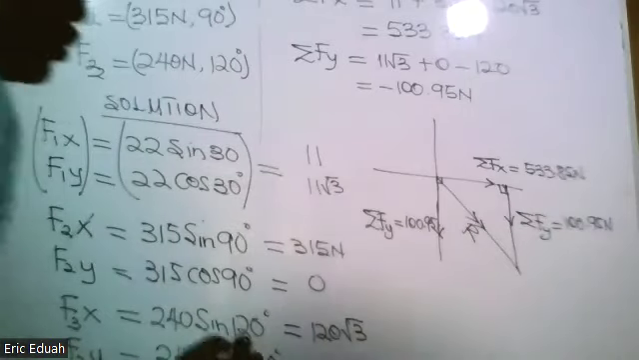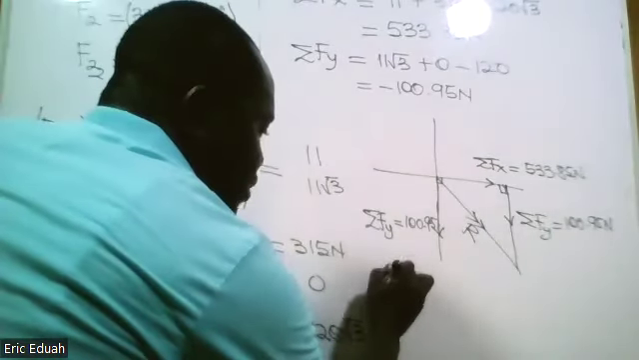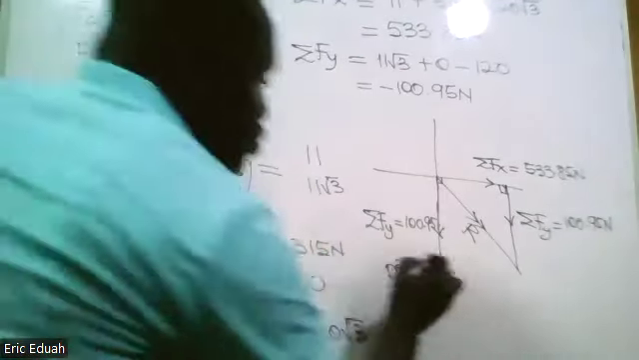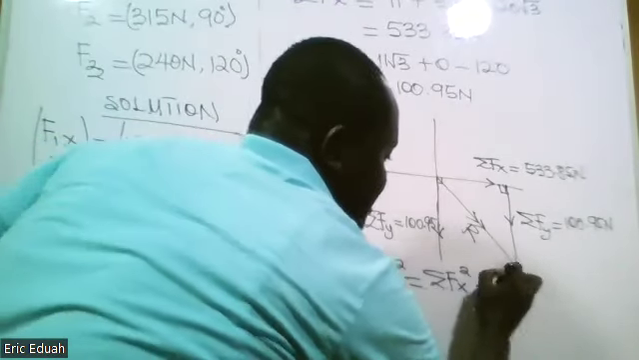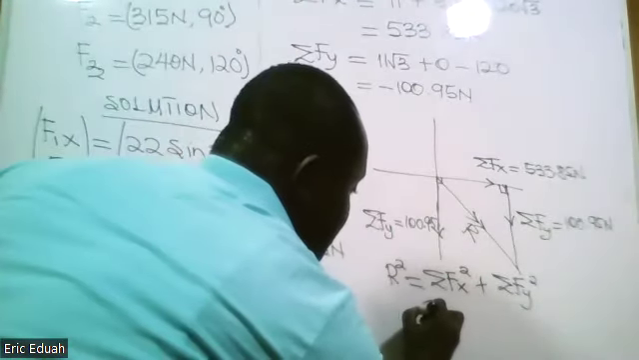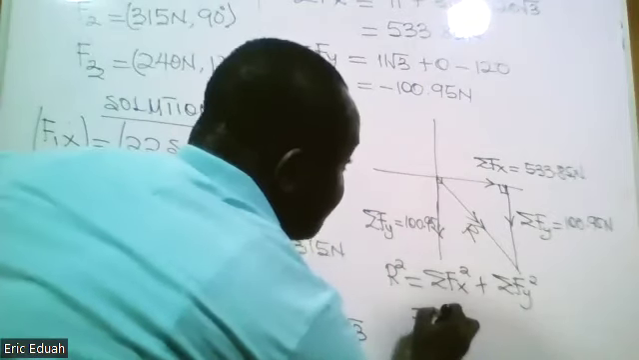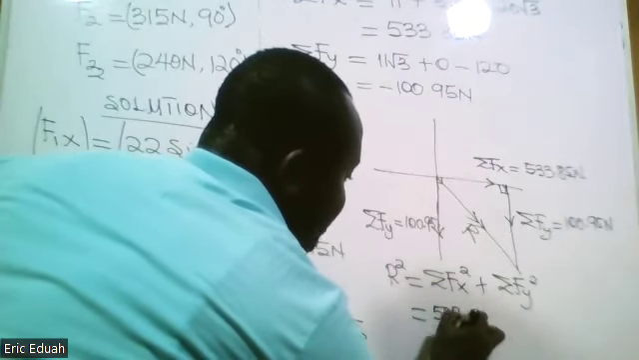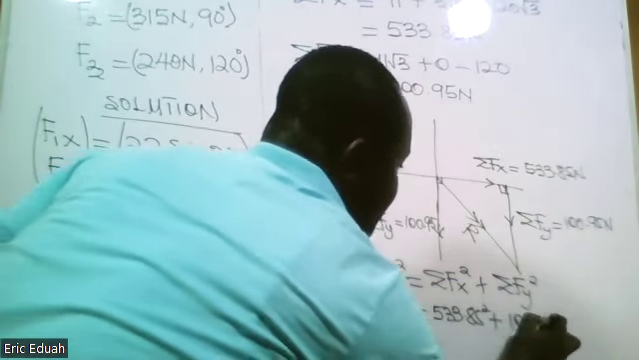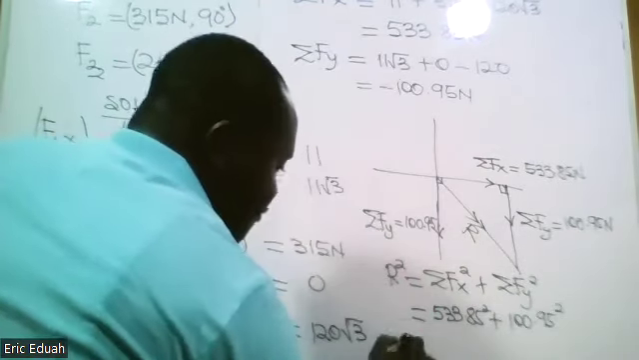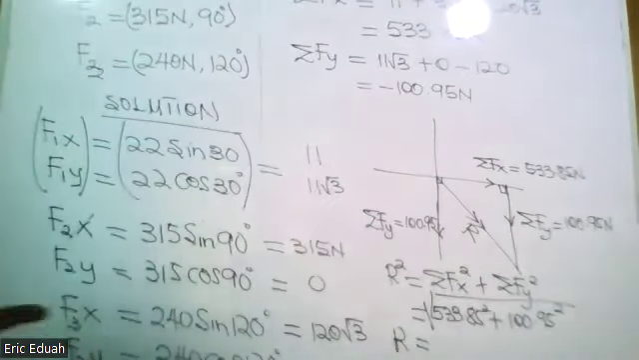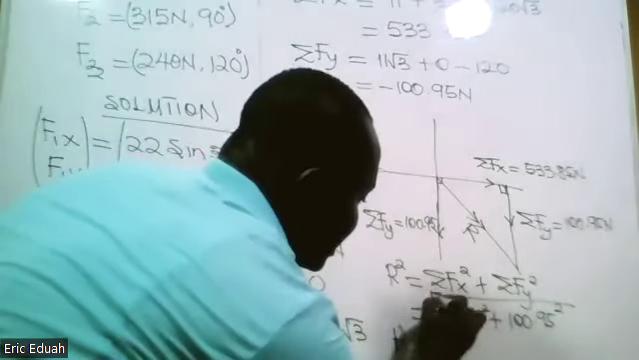So by using Pythagoras theorem, you have r squared being equal to summation f of x squared plus summation f of y squared. Put in your values. You have 533.85 squared plus 100.95 squared. Therefore, r will be the square root of everything. The rest is just calculator's work.